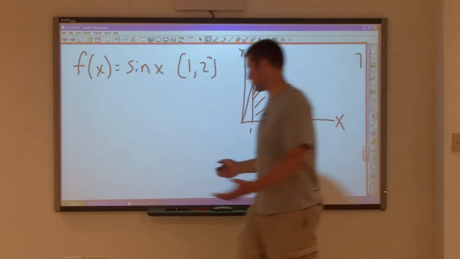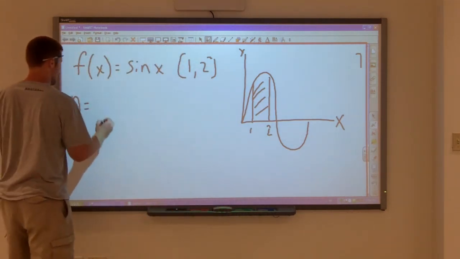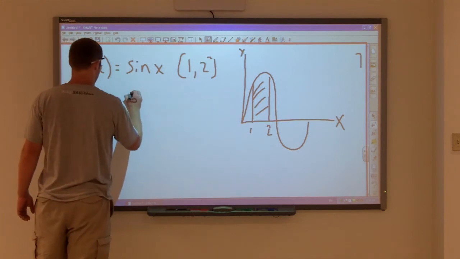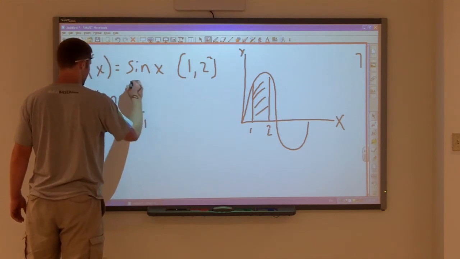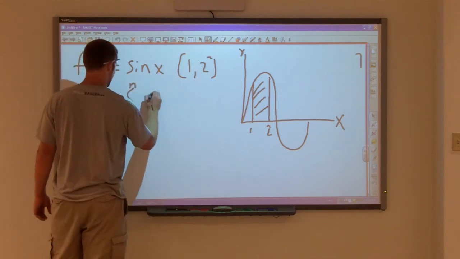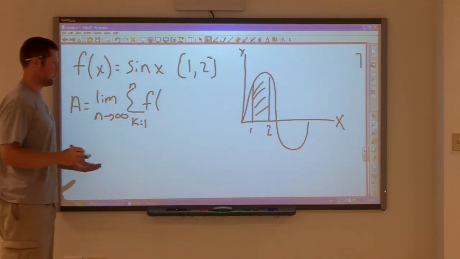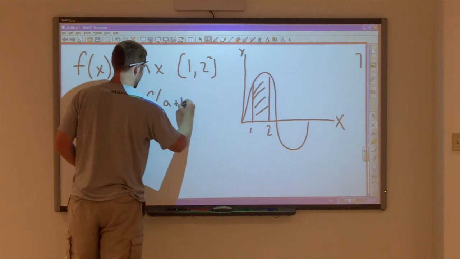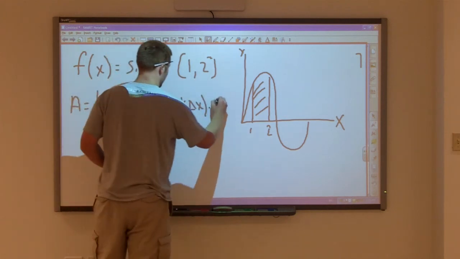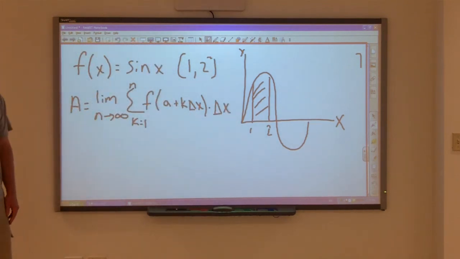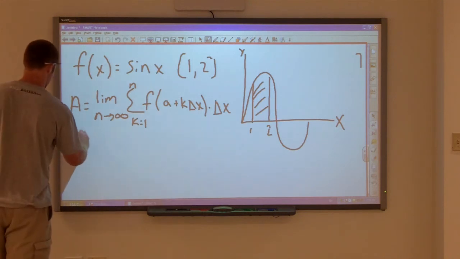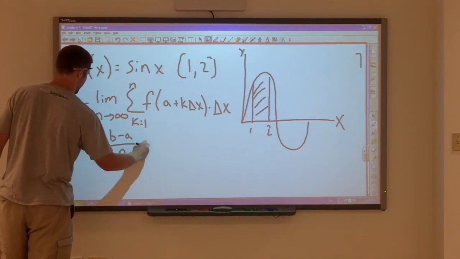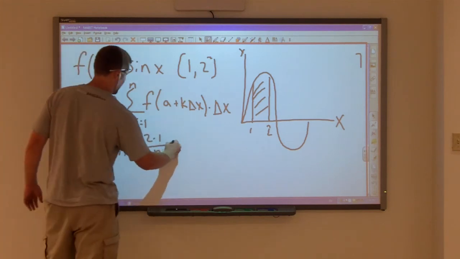So how are we going to do it? Well, let's write an infinite sum. So the area is going to equal the limit as n goes to infinity of the sum from k equals 1 to n of f. Let's use this form of the Riemann sum where we replaced x sub k and we replaced delta x. So this would be a plus k delta x times delta x. Well, if you remember, delta x is simply b minus a over n, which in this case would be 2 minus 1 over n, or just 1 over n.